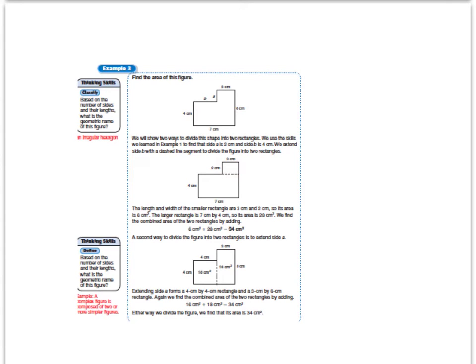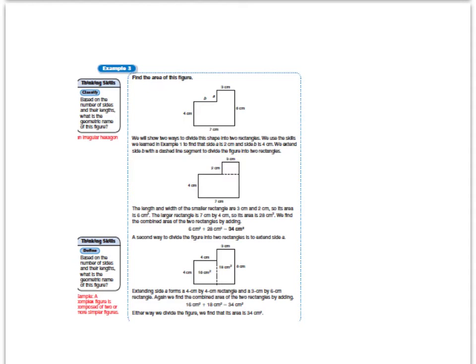This shape, again, looks like the possibility of two rectangles, and we can divide them in several different ways. The way they're showing first here is to divide it where that little dashed line is. And here they showed what would happen if you put the dashed line there. Either will get you the correct answer. It doesn't matter where you cut the figure up, as long as you get the measurements accurately, you should get the same answer. And that's what they're showing here.